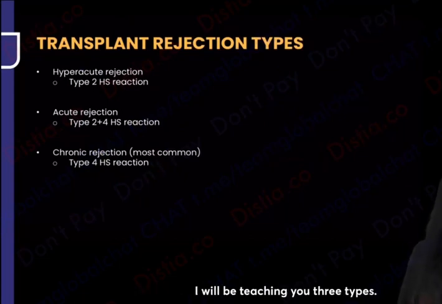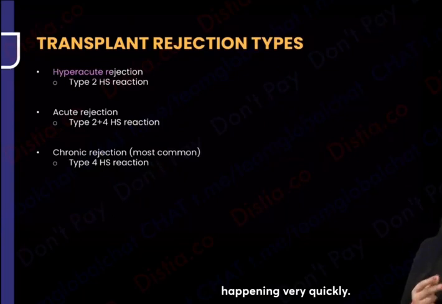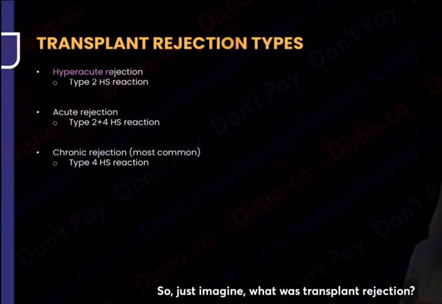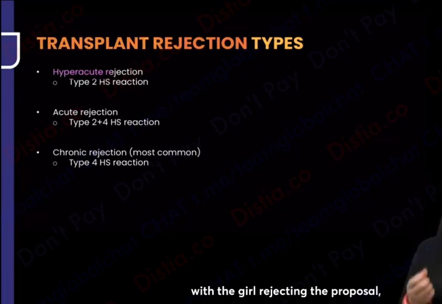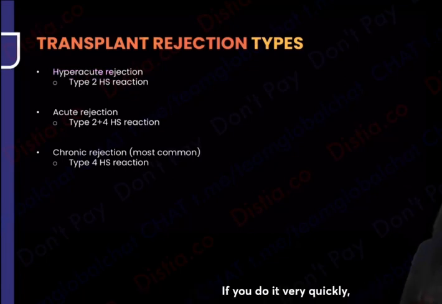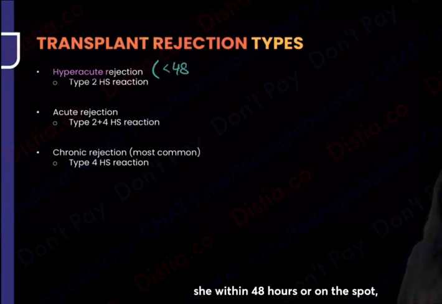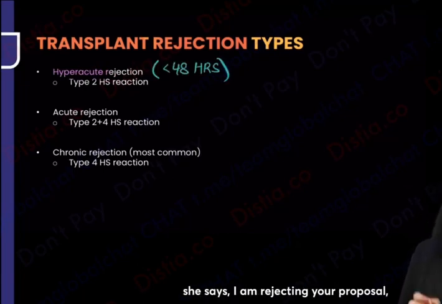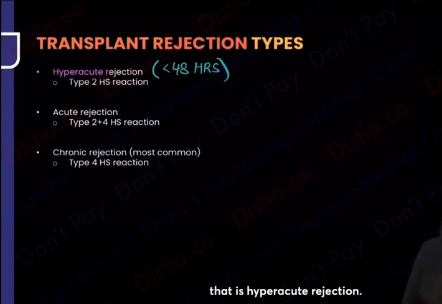I will be teaching you three types. There's something called hyperacute rejection, happening very, very quickly. So just imagine, what was transplant rejection? Transplant rejection was to do with the girl rejecting the proposal. You have rejected the kidney, thrown the kidney away. So how much time will you do it in? If the girl rejects it within 48 hours, or on the spot she says, I am rejecting your proposal, that is hyperacute rejection.